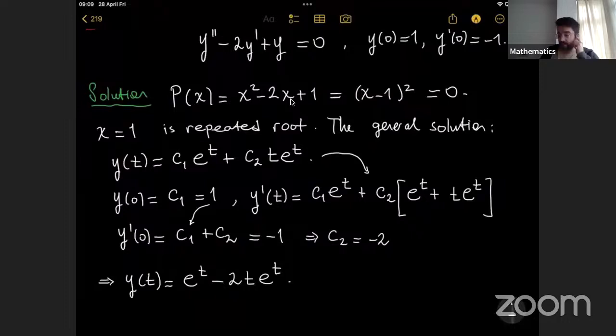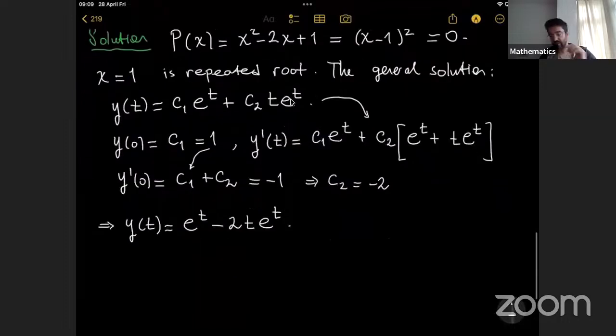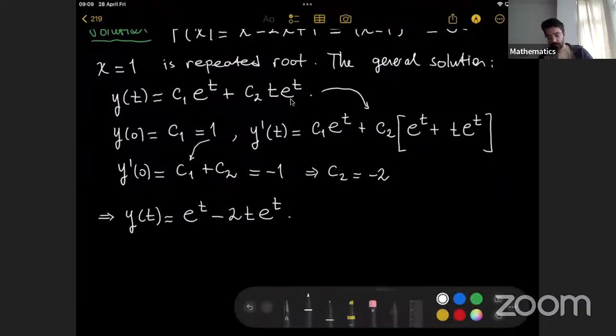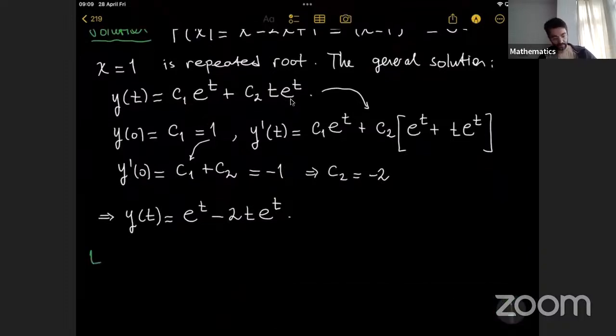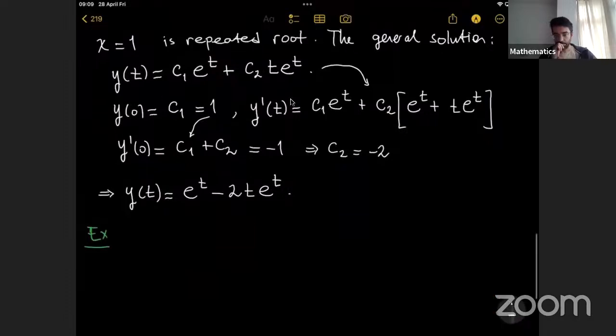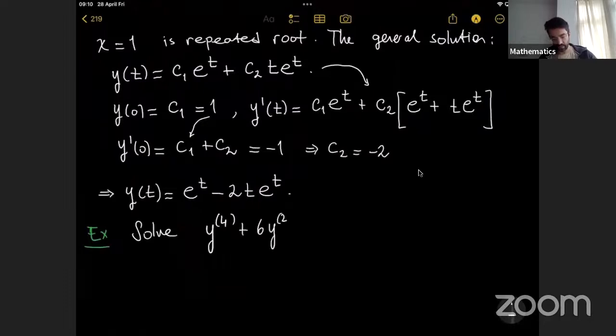Well, let's see what happens when we have a repeated complex root. It's going to be similar. Let's do an example. Okay, let's consider this example now. Solve this equation, the fourth derivative of y plus 6y second derivative plus 9y is equal to 0.